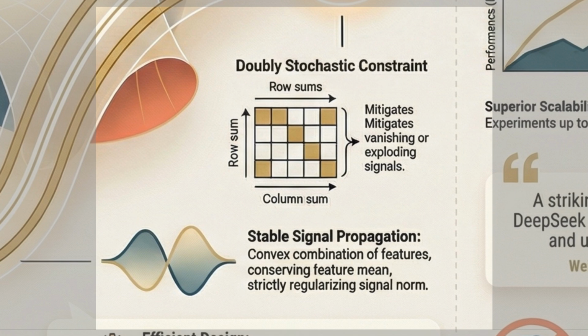A practical way to implement the manifold constraint is through doubly stochastic matrices, where row and column sums are controlled. This structure regularizes how information is distributed across features, preventing runaway amplification. By balancing contributions in both directions, it mitigates vanishing and exploding signals while still enabling expressive feature mixing.